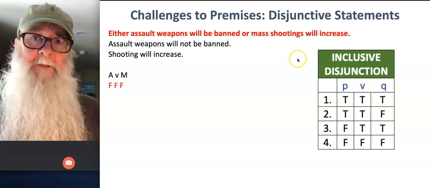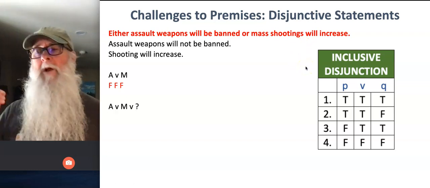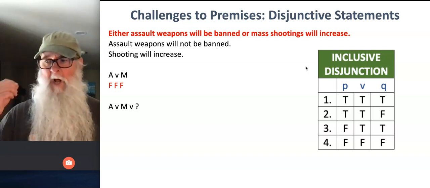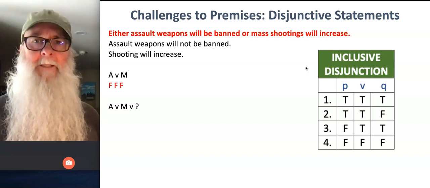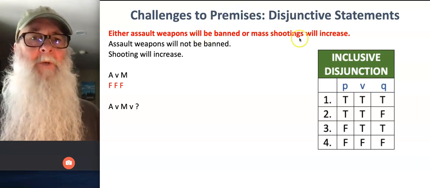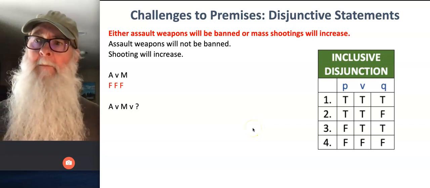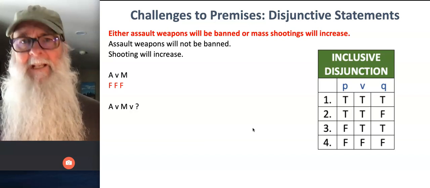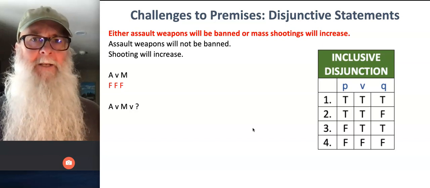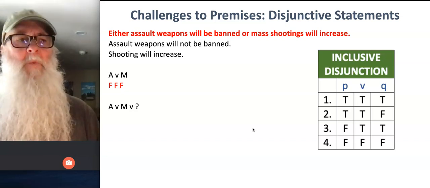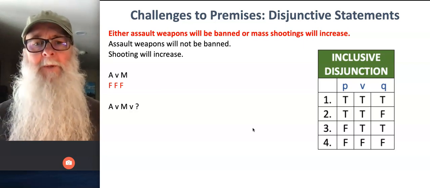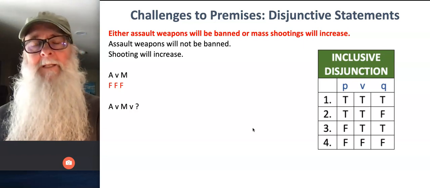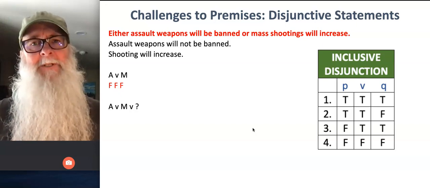Okay, another strategy for challenging a disjunctive statement is to argue that the possibilities presented are not the only possibilities that exist, that there are other perfectly likely or equally likely possibilities to banning assault weapons or mass shootings increasing. Maybe we say something like, we have reason to believe that there's been some cultural shift and we're becoming less tolerant as a culture of violence, and therefore mass shootings are going to decrease because whatever the underlying causes of them are, those are diminishing in their impact. So if we can point to another option, that's an effective way to say that your statement is not a true statement because there are other options.